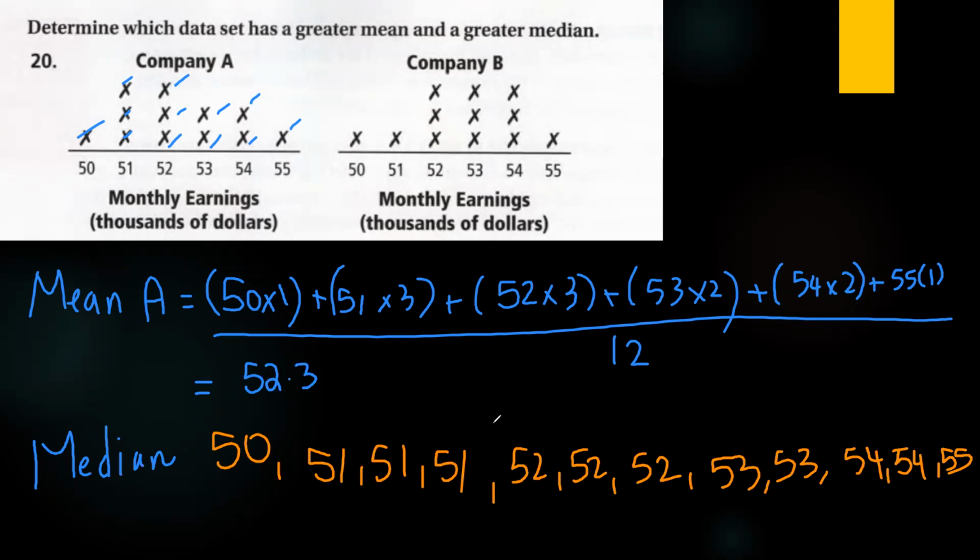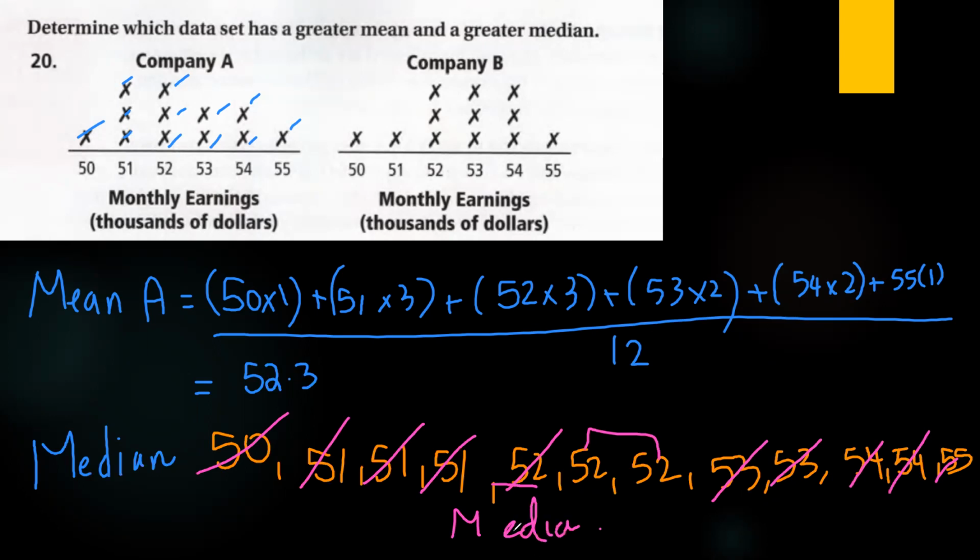Now, we need to find the median. So, as I told you before, this one goes with this one, this one with this one, this one with this one, this one with this one, and this one with this one. Then we have these two numbers. So the median here will be 52 plus 52 over 2, which is 52. So here is how to find the mean and the median for company A. And we have to do the same for company B.